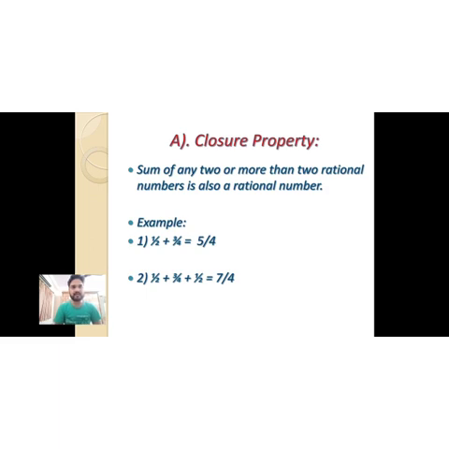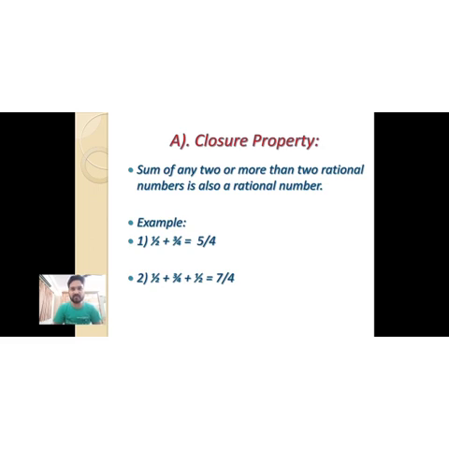Now the first, A, closure property. The sum of any 2 or more than 2 rational numbers is also a rational number. The resulting answer is a rational number. So the example is 1 upon 2 plus 3 by 4 equals 5 by 4. The first number is 1 upon 2 and the second number is 3 by 4. Both are rational numbers, and our final answer 5 by 4 is also a rational number. So the sum of any 2 or more than 2 rational numbers is a rational number.